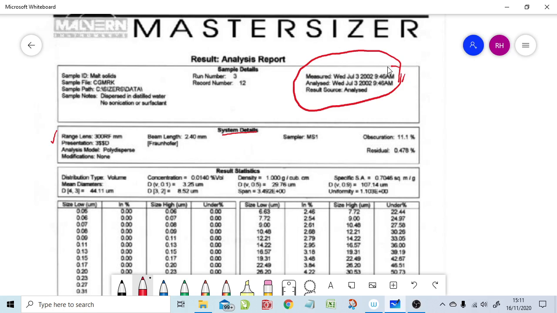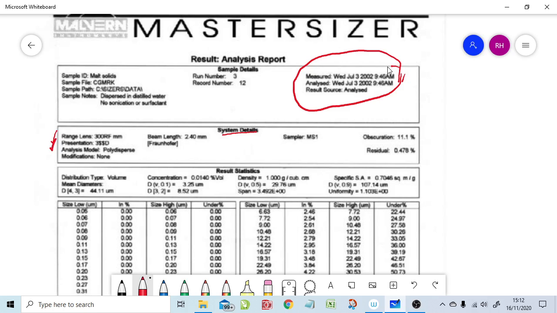Fraunhofer diffraction doesn't actually need the refractive index quite as badly as the basic Mie light scattering. If you're going down to small sizes, then you really do need to enter the refractive index for the materials, for the solvent that the materials are suspended in, and that's all tucked away in a presentation file, which is referenced here.